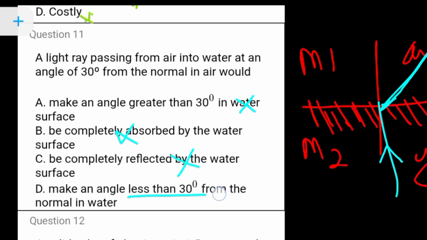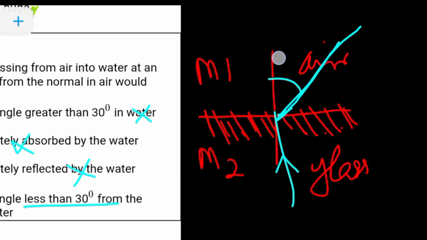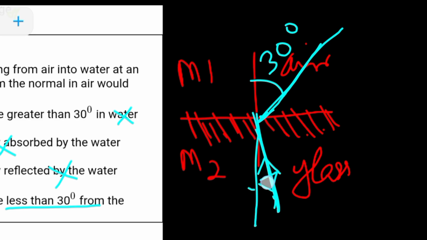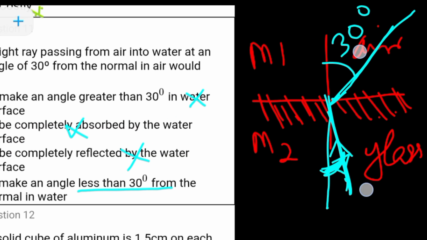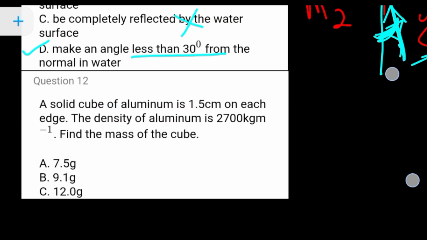It will make an angle less than 30. Yes, it will make an angle less than 30, because if it's entering at 30 degrees here, by the time it enters into the glass, the angle between the normal will be small. The angle that is here is going to be small. That angle will be very small because it will bend towards the normal. So the answer is option D.